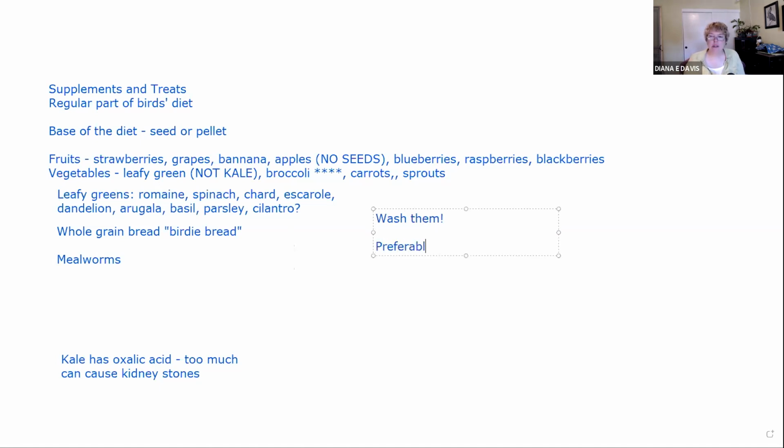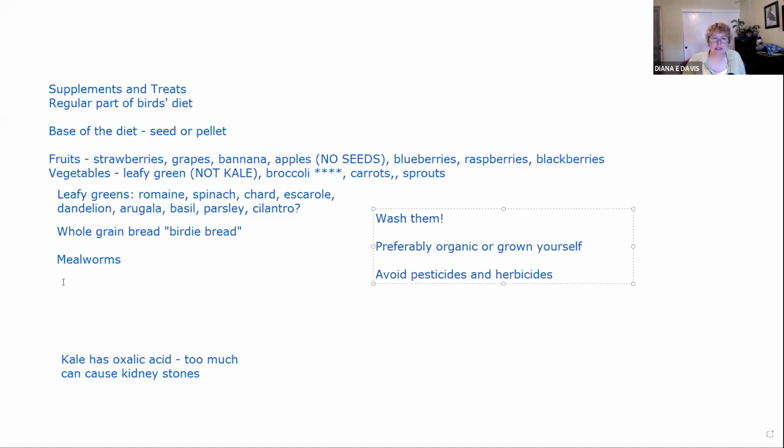All of these preferably would be organic or grown yourself. You want to avoid pesticides and herbicides on all of these.